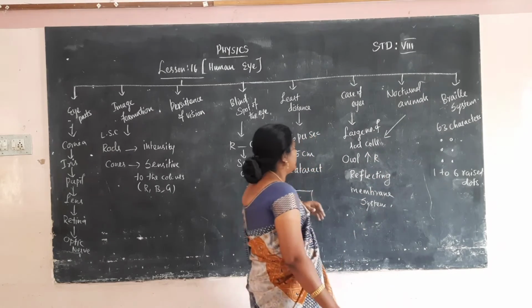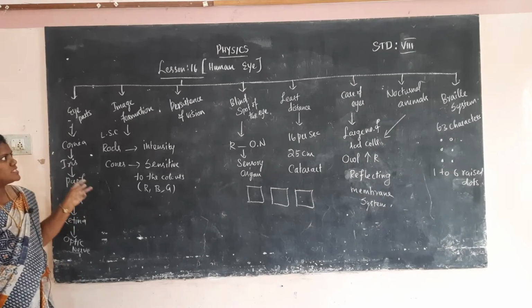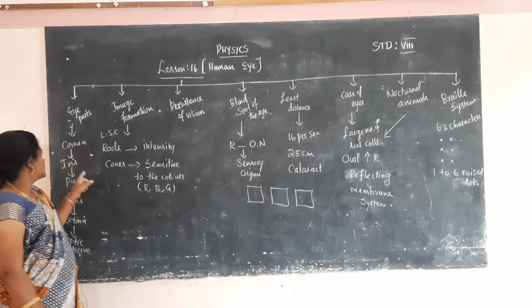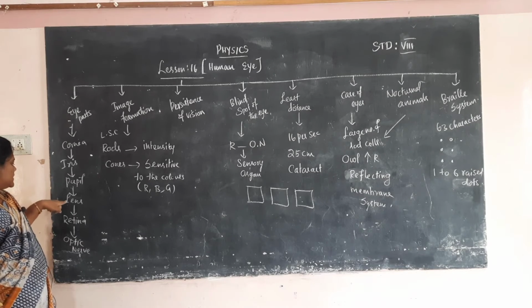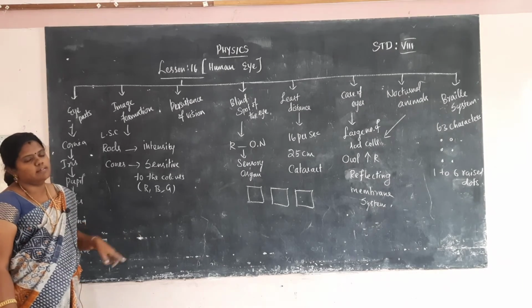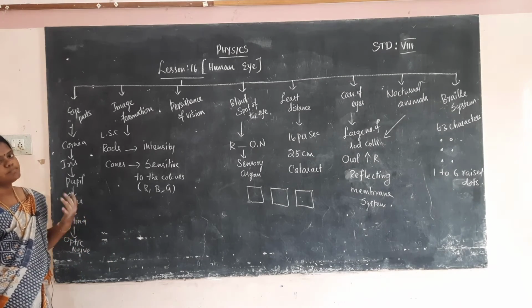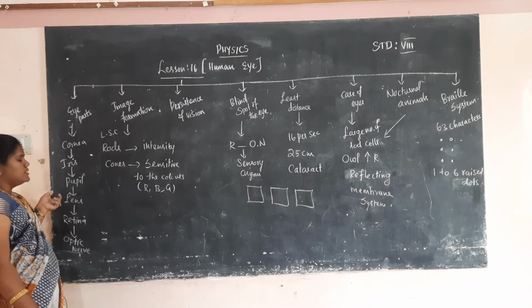Okay, so that is all the topics I have explained. First, the eye parts. What are the parts of the eye? They are the cornea, iris, pupil, lens, retina, ciliary muscles and optic nerve. The optic nerve transfers the image captured by the retina to the brain.